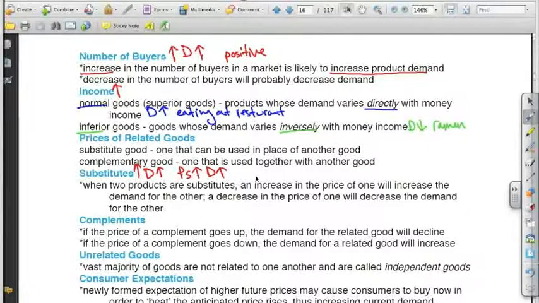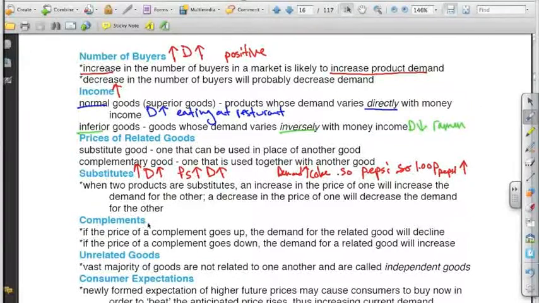Say I'm looking at Coke, and an example for this is Coke and Pepsi. If I'm at the store and each costs 50 cents, it doesn't matter which one I buy, whereas say Pepsi now increases to $1. So if the price of a substitute, the price of Pepsi, increases, then my demand for Coke will increase. Notice that the price for Pepsi increased, so my demand for Coke will increase.